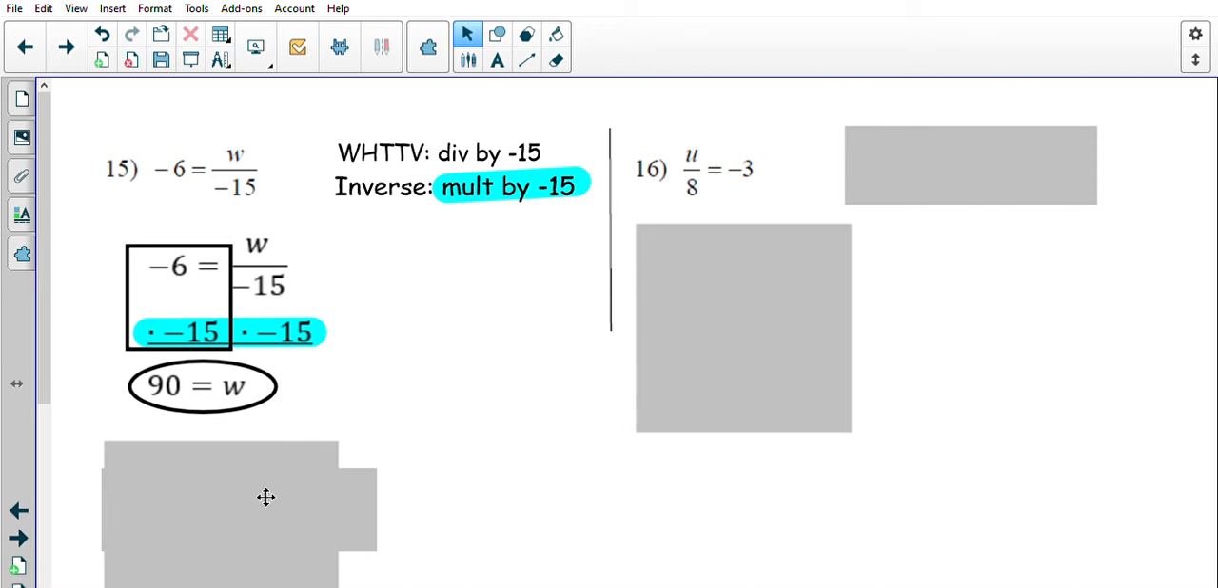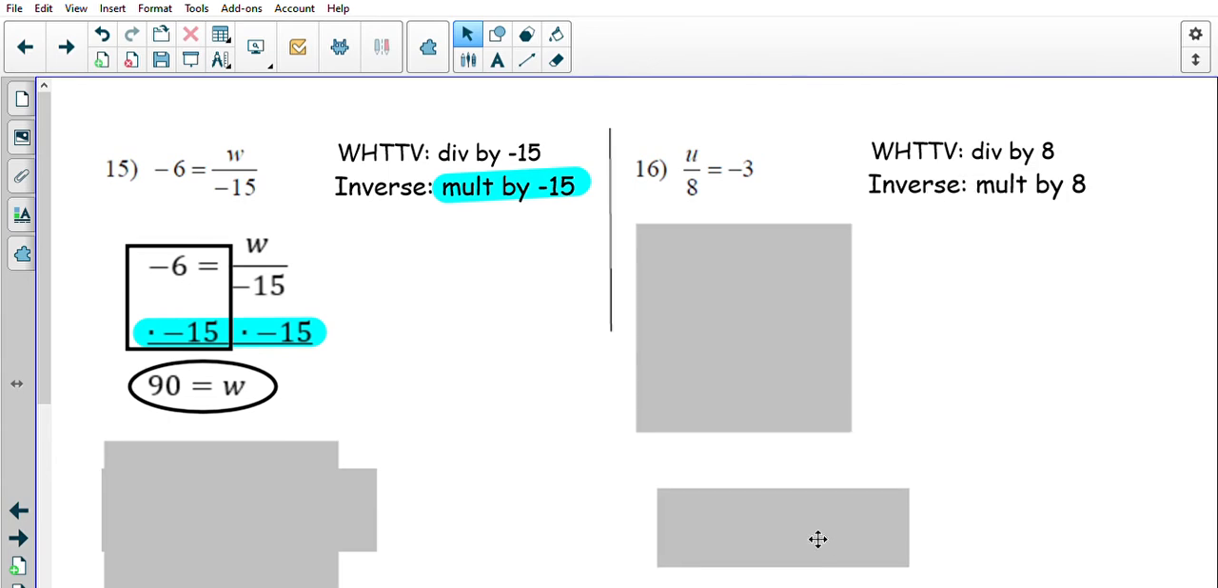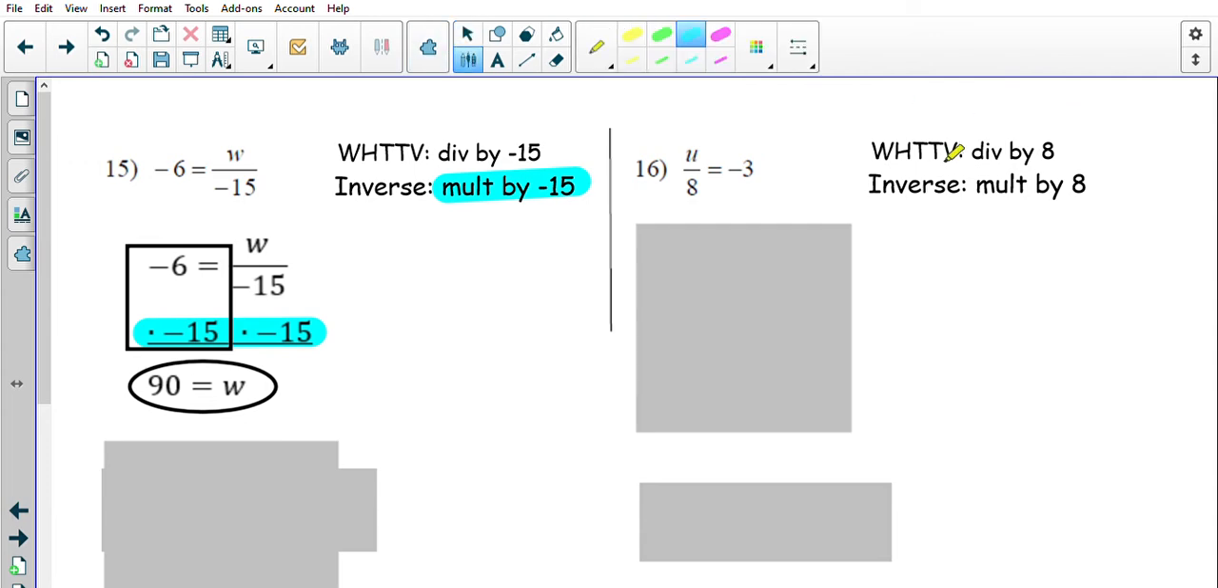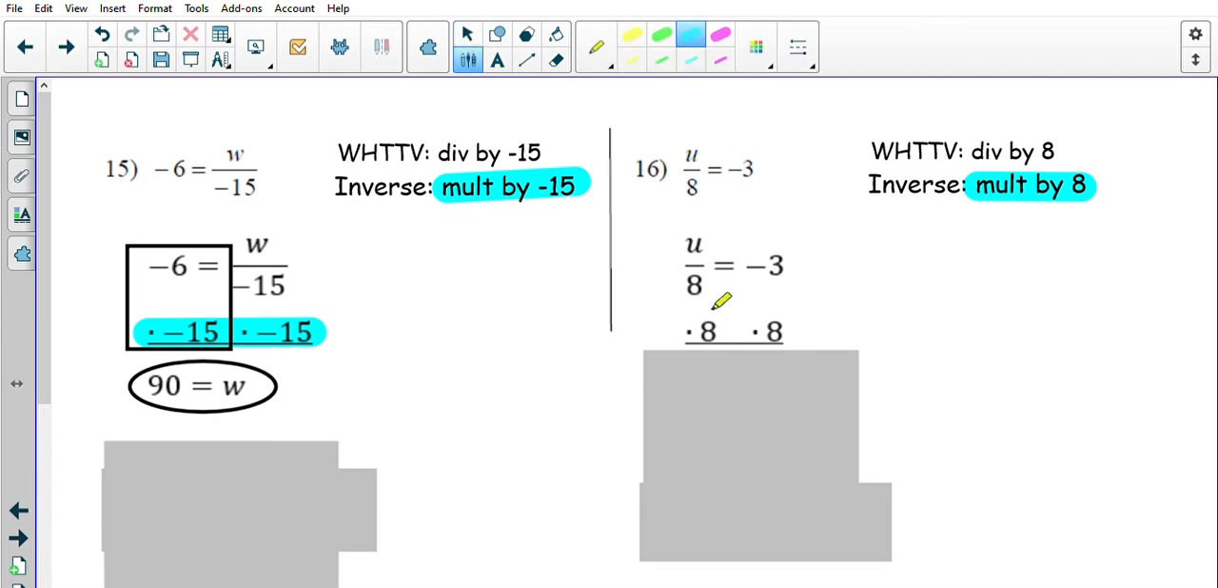All right, number 16. What's happening to the variable U is we're dividing by 8. What's the inverse of dividing by 8? Multiply by 8. So let's show that one time on each side of our equation. Remember to keep it balanced. I did have someone ask me, do we need to show it once on each side? Yes, get in the habit of showing that at this point because the equations are going to get much more challenging, not just this year, but in future years as well.